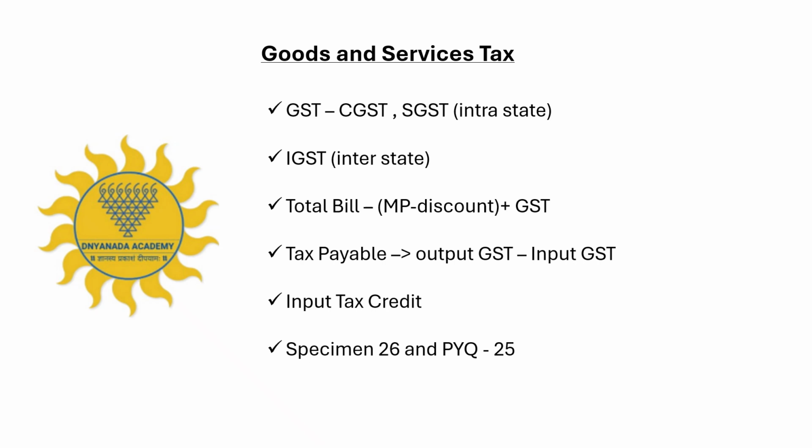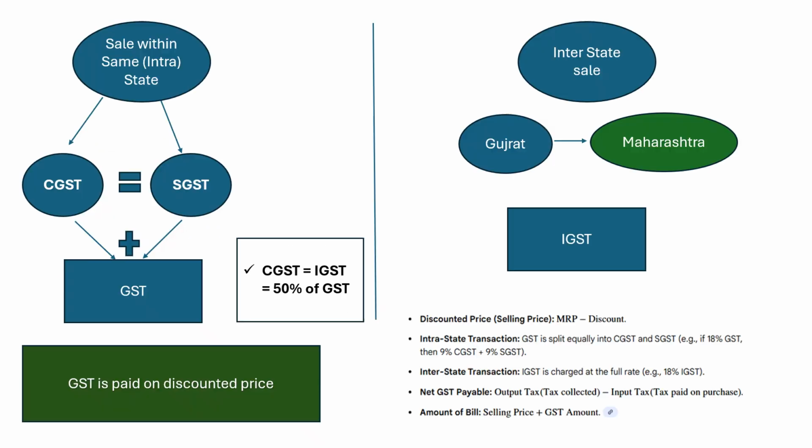Tax payable, when there are wholesaler, retailer and consumer present, the retailer pays some tax when he purchases, that is input GST, and the output GST when he sells to the customer. And we will have the specimen paper and then PYQs of 25. So, concept.